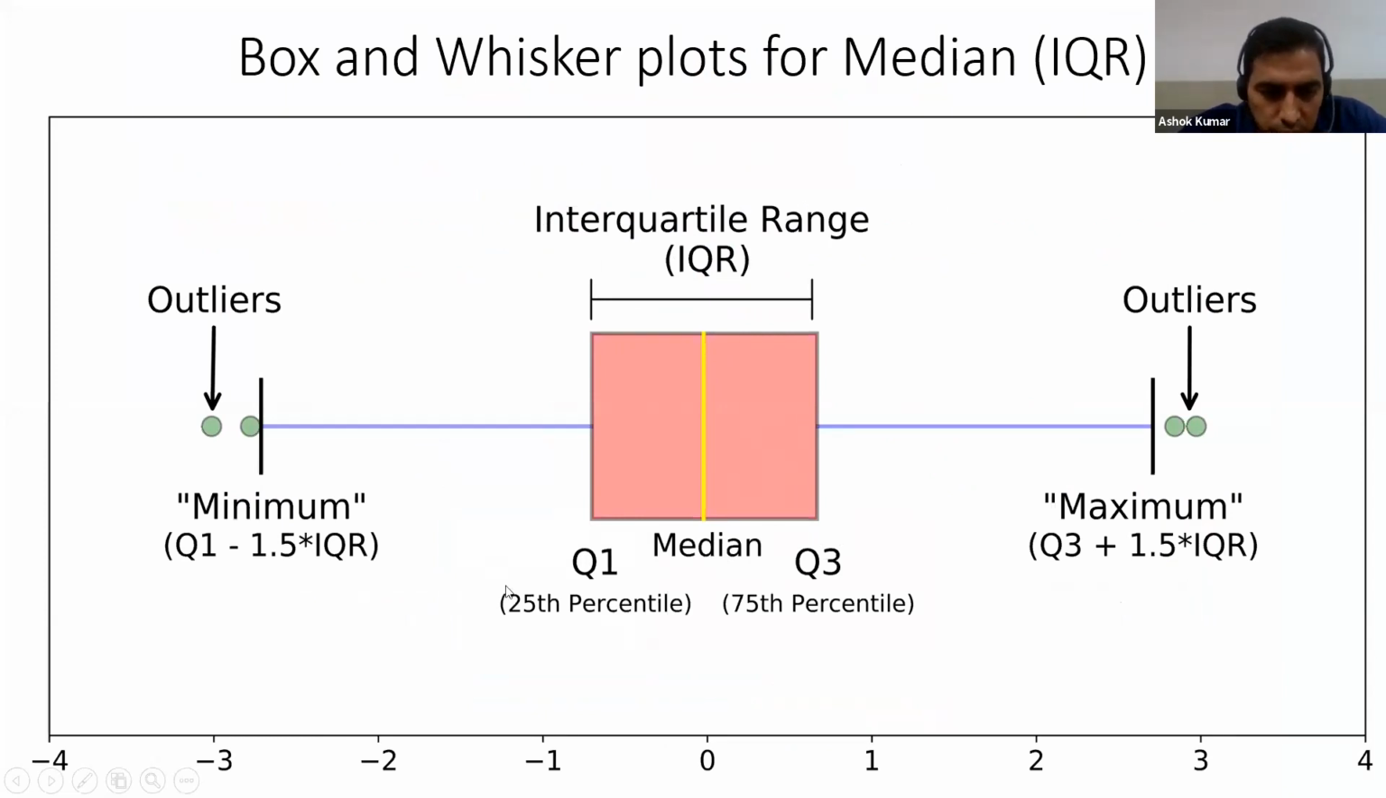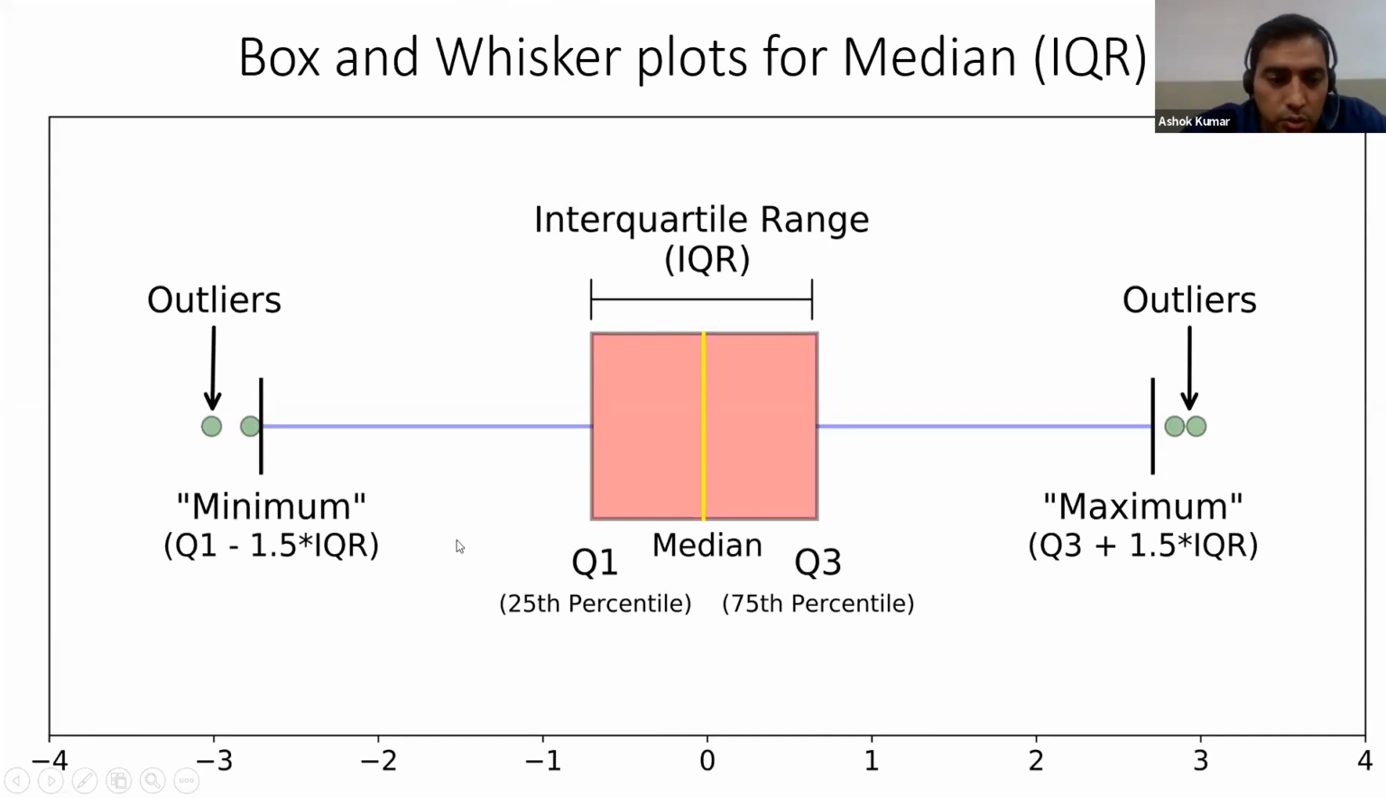This is the 25th percentile, Q1, and Q3 is the 75th percentile. And this is the maximum and this is the minimum. So what is the minimum or the maximum? This is the formula to calculate minimum and maximum. And after that, if there are some more values beyond this minimum or maximum range, these are called outliers.